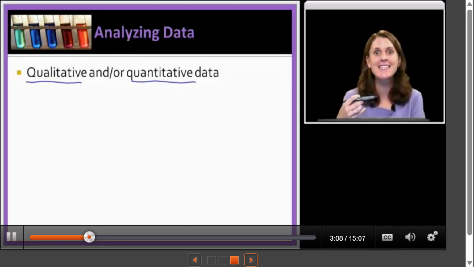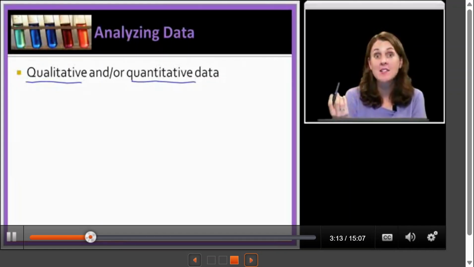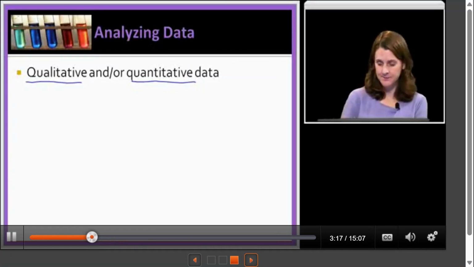Quantitative, on the other hand, is numerical values. So if you're recording the mass of a substance, you're recording a number. So that would be quantitative data.